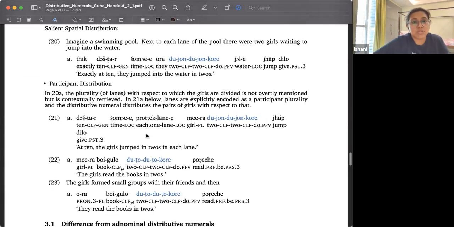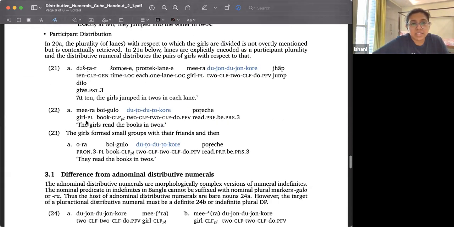Let me read that out. 22A, মেয়েরা বইগুলো দুটো দুটো করে পড়েছে. So this says that each of the girls read the books in twos, right? So one girl read 2 books, another girl read 2 books. That's how the reading is.